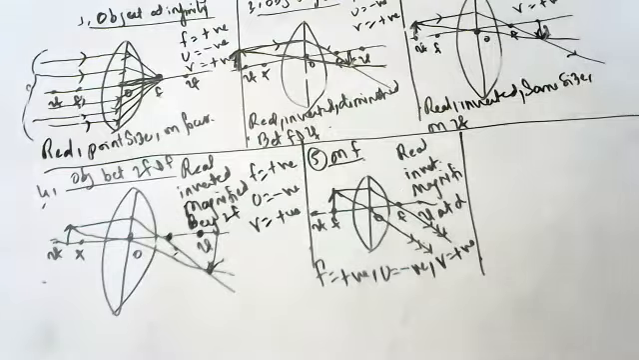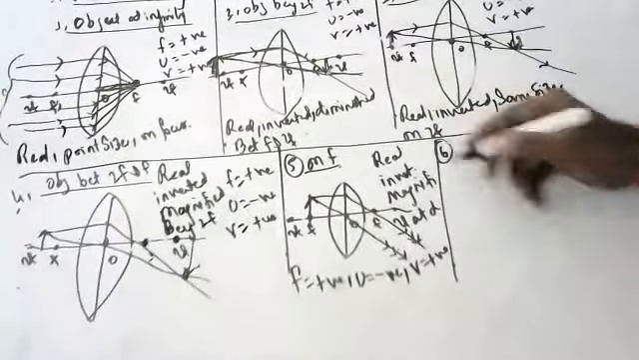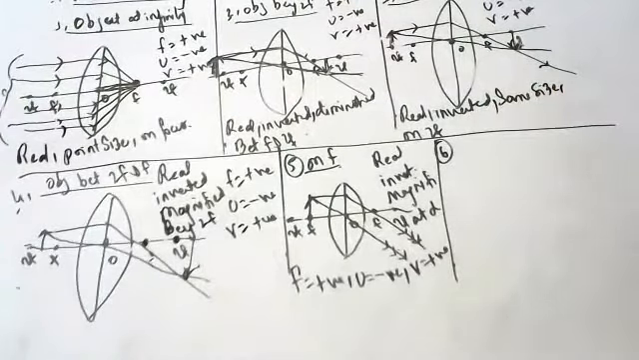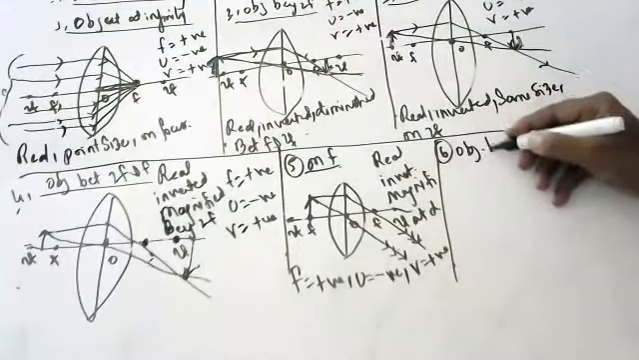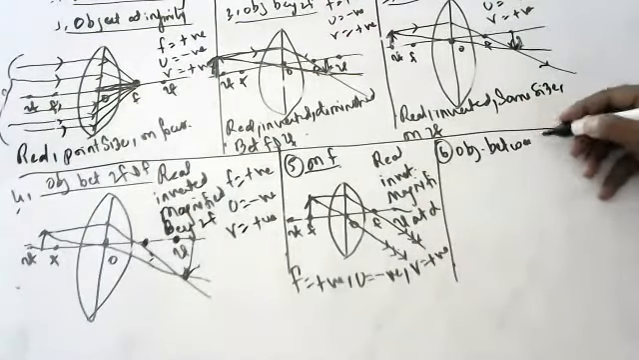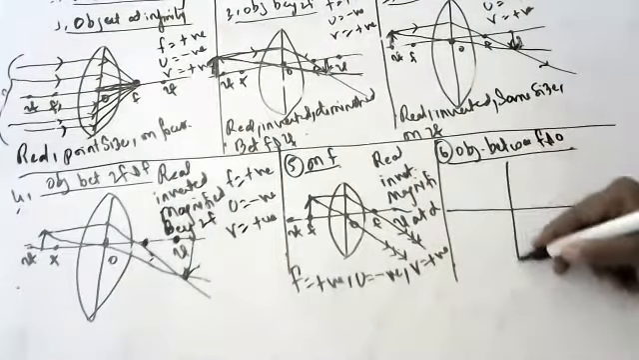Can anyone tell the heading for the next ray diagram, children? Object between F and optic center. F and optic center. Very good, Raghav. F and optic center. Okay.